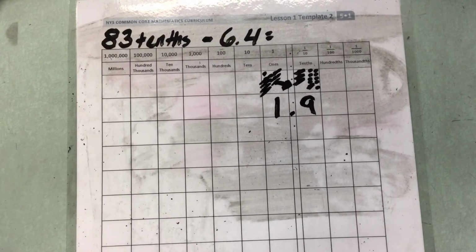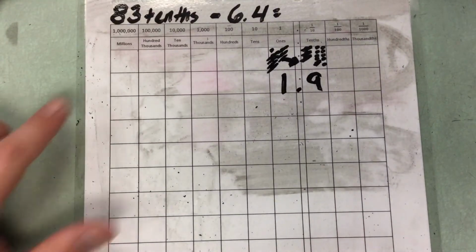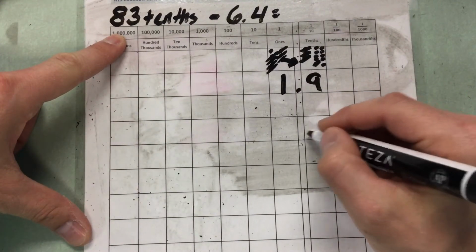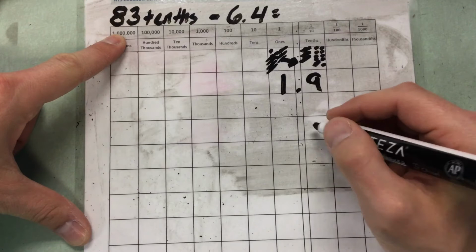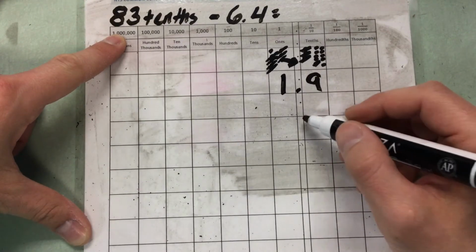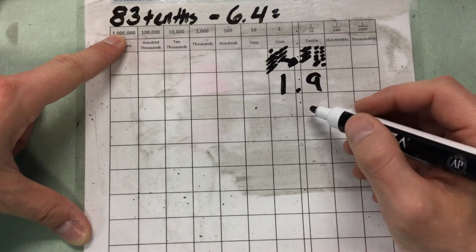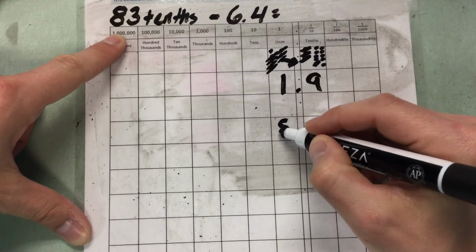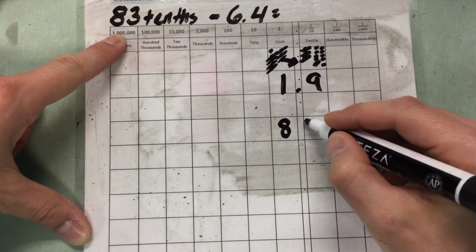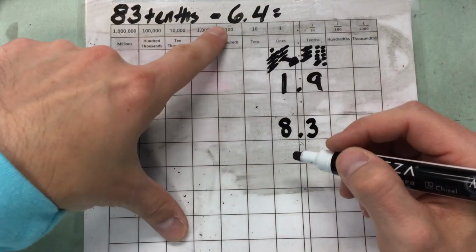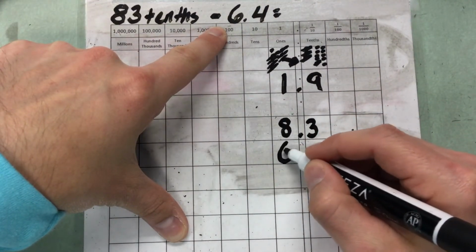What does this look like using the written method? So to begin, I'm going to look at 83 tenths again. And just like we said, we're not going to put 83 right here in the tenths column. We know that's too many. You can only have 9 or less. So bundling, I could bundle 10 8 times. So that would give me 8 ones and 3 tenths. And I'm going to take away 6 ones and 4 tenths.